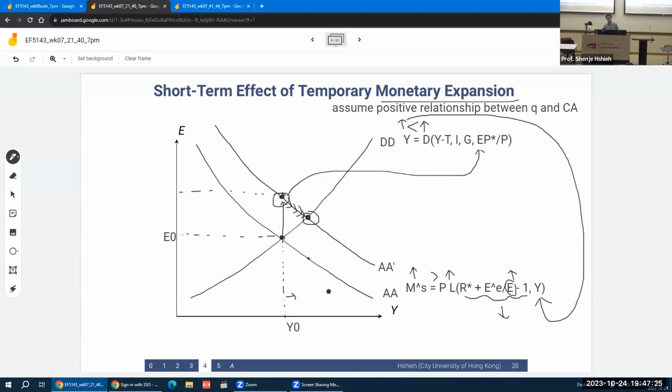So I hope that's clear. Let me emphasize that again. Let me first point out, this is our short run equilibrium point. Maybe I'll highlight it, or maybe I just use text. Short run. That's the short run equilibrium. So if we have sticky prices, another assumption, assume sticky prices. With sticky prices and a positive relationship between Q and CA, this is going to be our short run equilibrium.